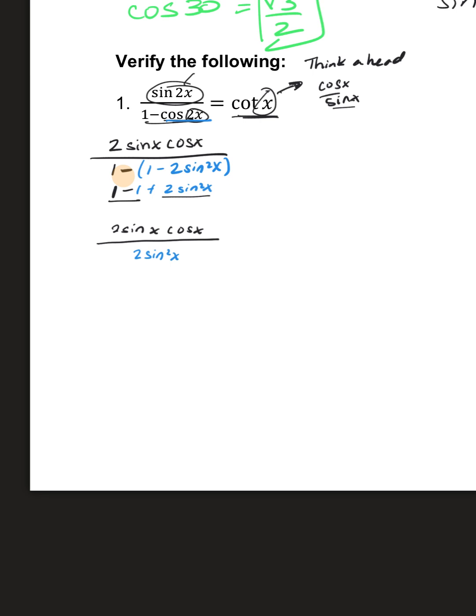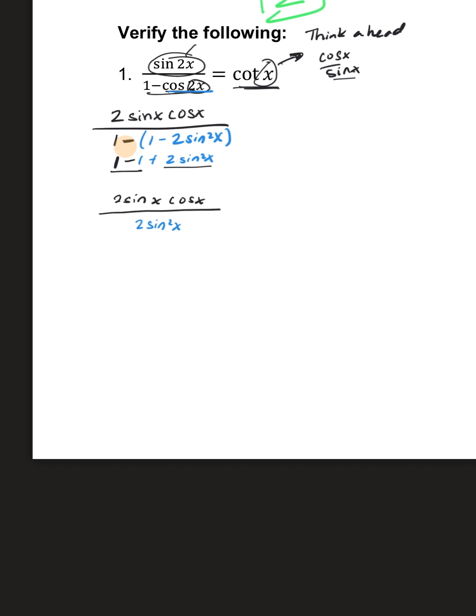Now, hopefully you were hoping that those two cancel, and now they do because everything on top is being multiplied and everything on the bottom is being multiplied together so that I can cancel things, which makes it beautiful because I don't need a 2. There's no 2 in my answer over on that side, so I will cancel out my 2's. They go to 1. Great.